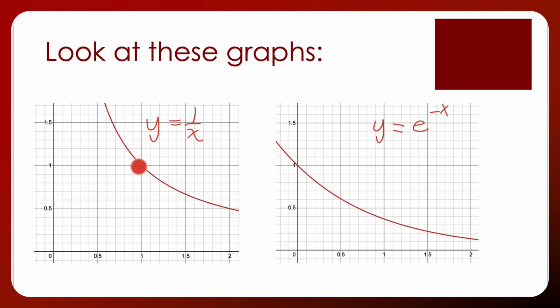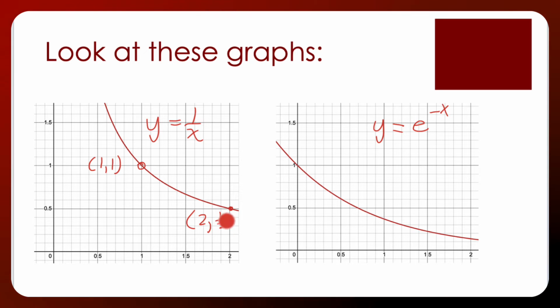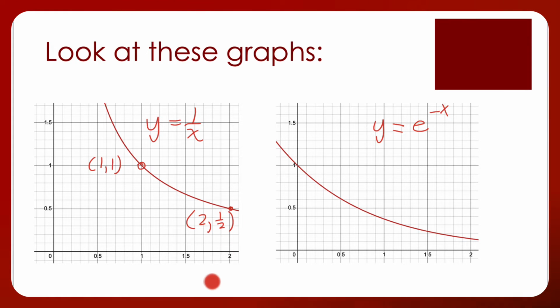If I take this point here, it is 1, 1, which means I have x equals 1 over 1. Yes, that's true. I have another spot here. My x is 2 and my y is 1 over 2. Yes, that is going to be an inverse.